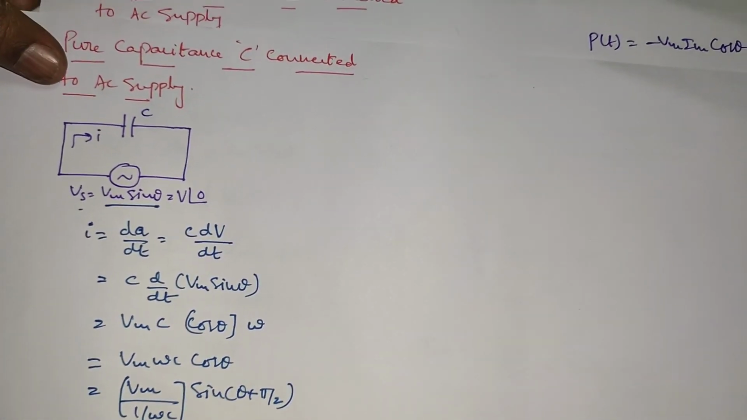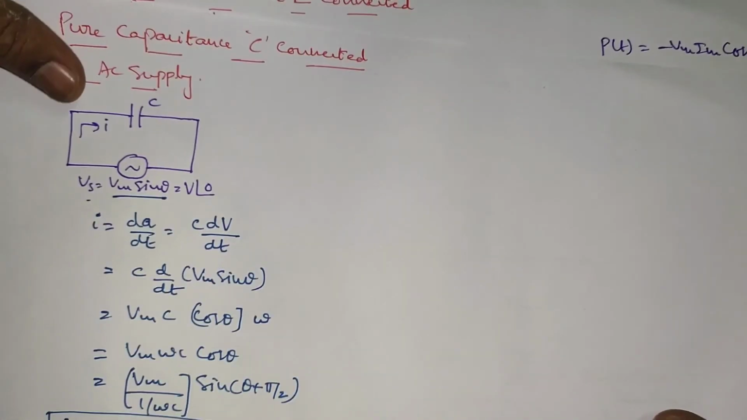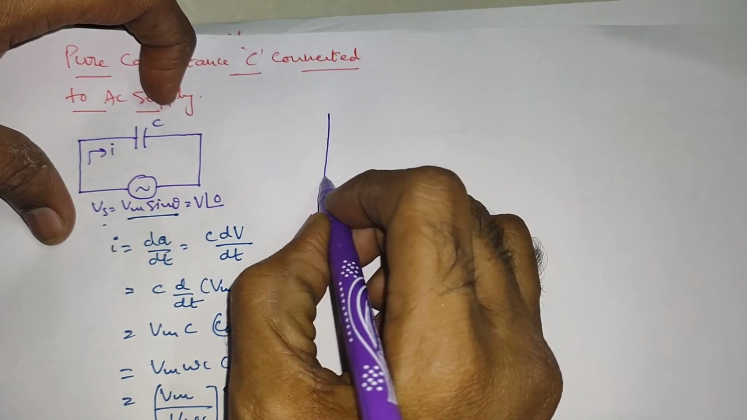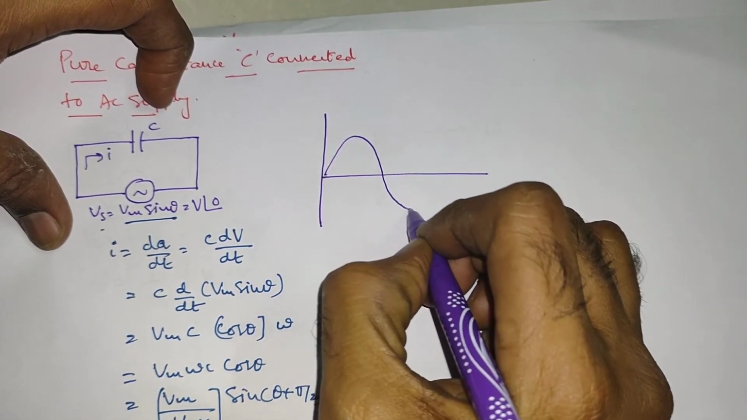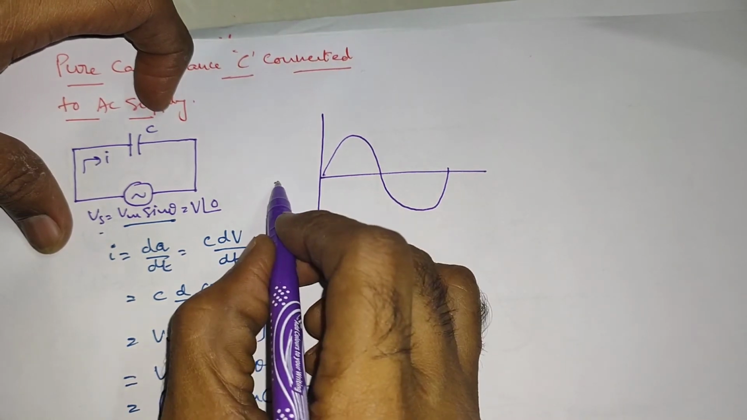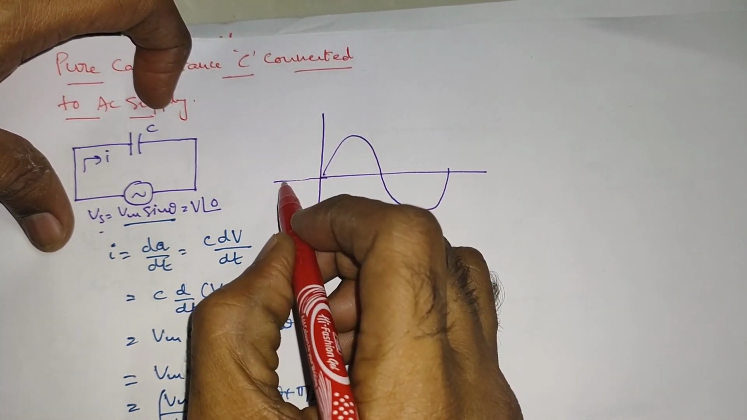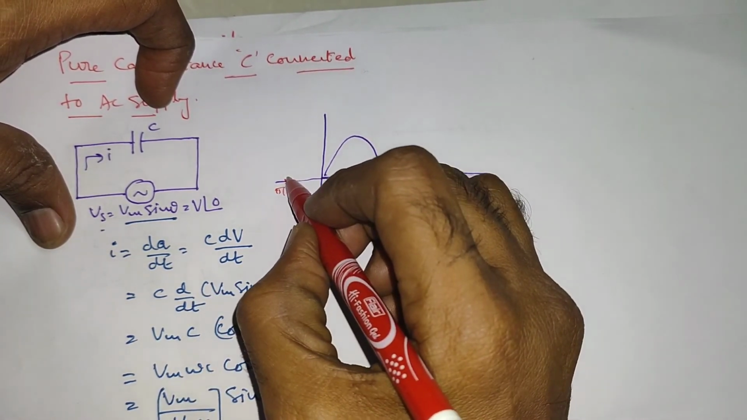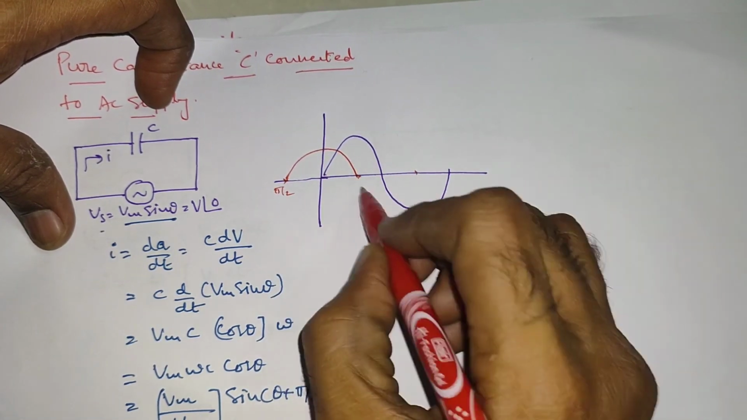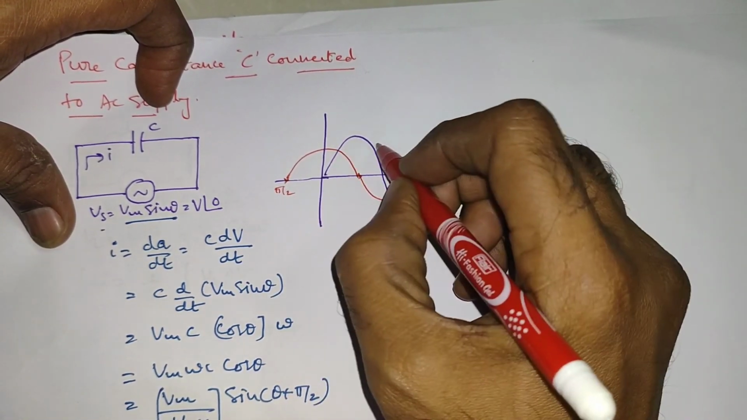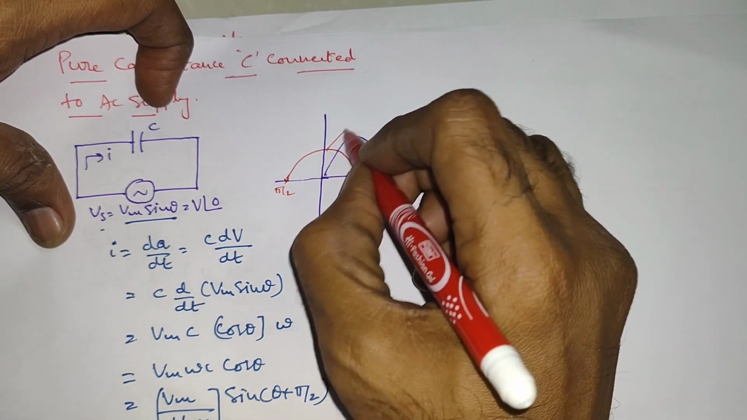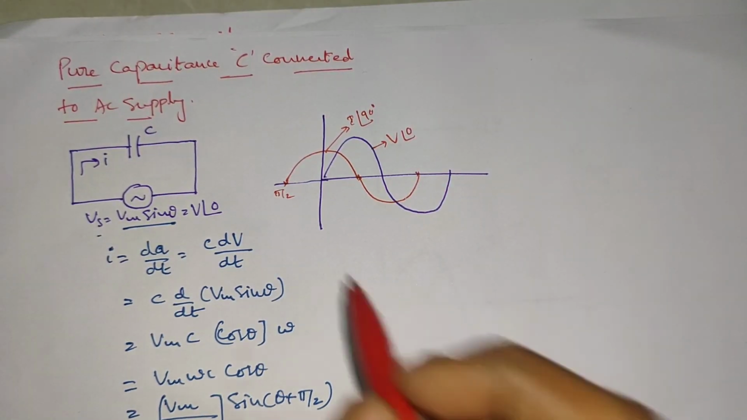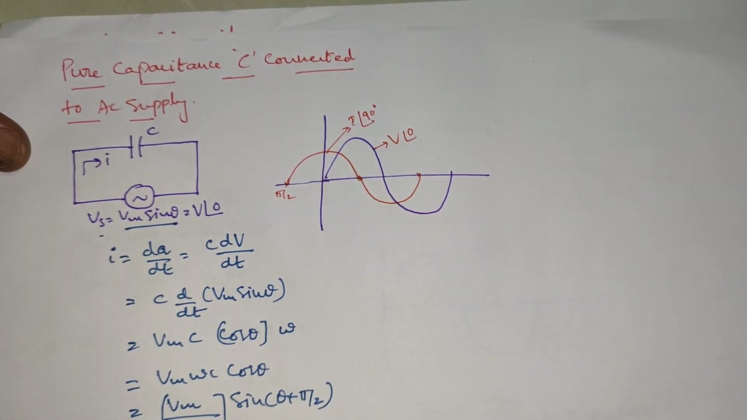When it is represented in waveform, say if this is the voltage wave, then the current wave is going to begin at an angle of pi by 2 in advance. So if this is your voltage V at an angle of 0, this will be the current I at an angle of plus 90 degrees. It is going to start at an angle of 90 degrees prior to the origin, or theta equal to 0.